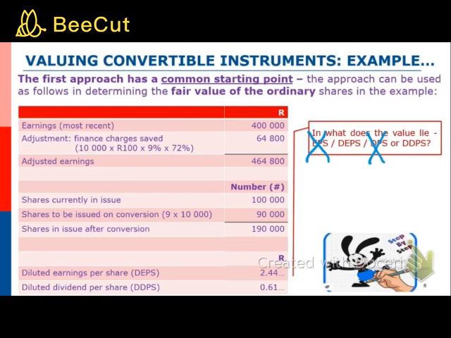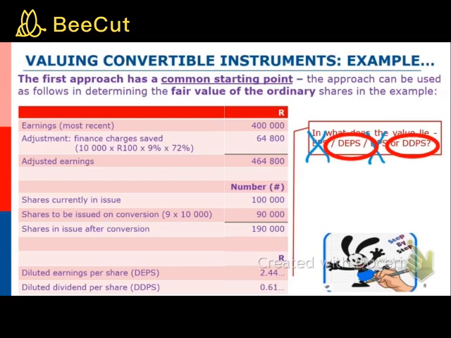Remember, basic earnings per share and headline earnings per share, as well as DPS, ignore the impact of the additional shares that will be issued on conversion, and it ignores that savings, that 64,800 Rand. So what we are going to be interested in then will be the diluted variations on the theme. Right, and so as I circled those two indicators there, so let's go and calculate them.